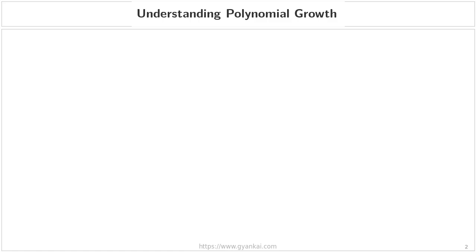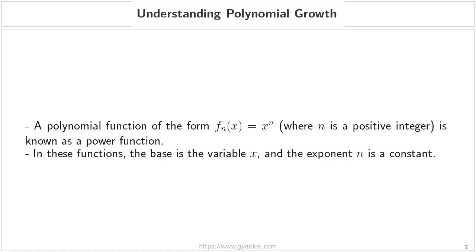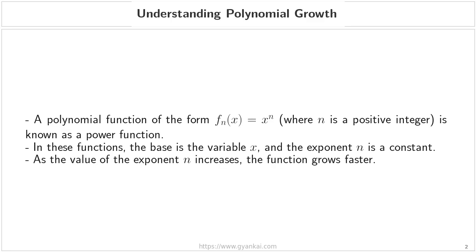Understanding polynomial growth. Now that we have established what we mean by the rate of growth, let us begin by examining the first type of growth, polynomial growth. First, let's look at a polynomial function of the form f sub n of x equals x to the power of n, where n is a positive integer. This specific type of function is known as a power function. The defining characteristic of these functions is that the base is the variable x, while the exponent, n, remains a constant. It is important to note that as the value of the exponent n increases, the function grows faster.